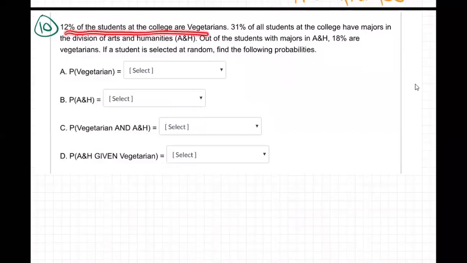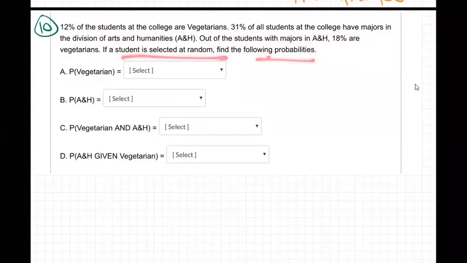12% of the students at the college are vegetarians. 31% have majors in the division of arts and humanities. Out of the students with majors in arts and humanities, 18% are vegetarians. If a student is selected at random, find the following probabilities.